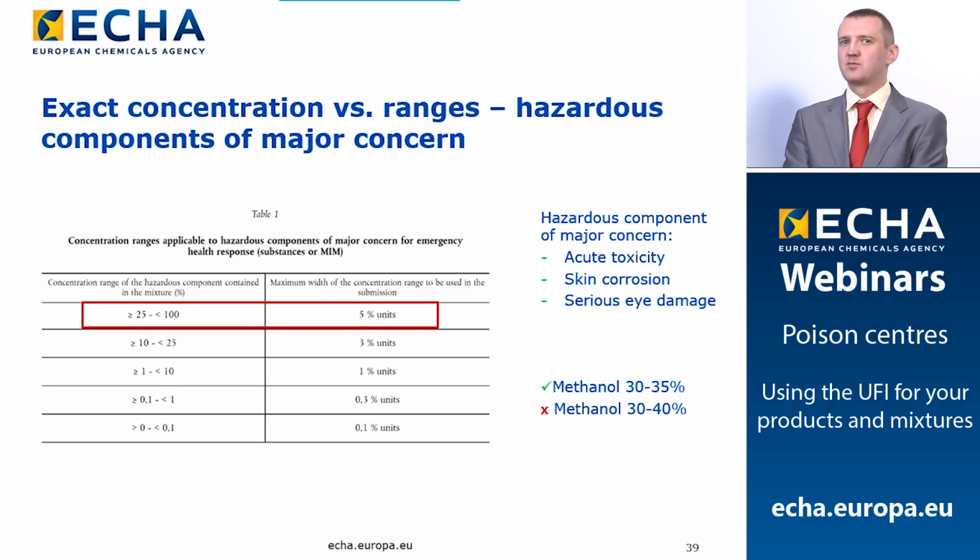If we take example of methanol, present in the mixture in quantity above 25%, the maximum weight allowed is 5%. So, concentration range can be expressed, for example, as 30 to 35%. Defining it as 30 to 40% is not correct, because it exceeds the allowed range width.